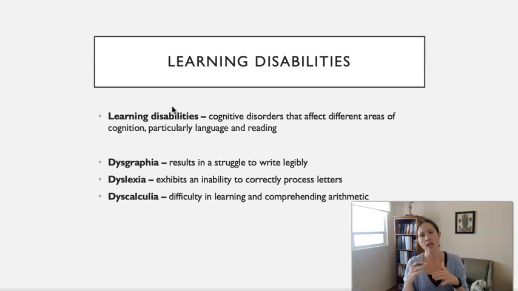3 you should know. Dysgraphia, which is a difficulty in writing legibly. Dyslexia, which is when you have difficulty processing letters. This is the most common learning disability in children, is dyslexia. And then you have dyscalculia, which is a difficulty in comprehending arithmetic. You have trouble with your numbers.